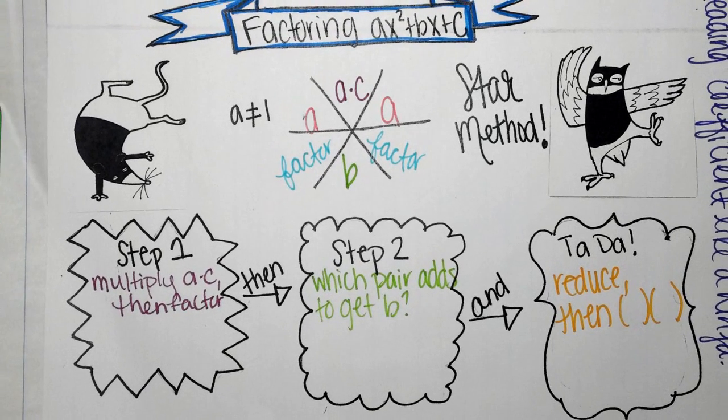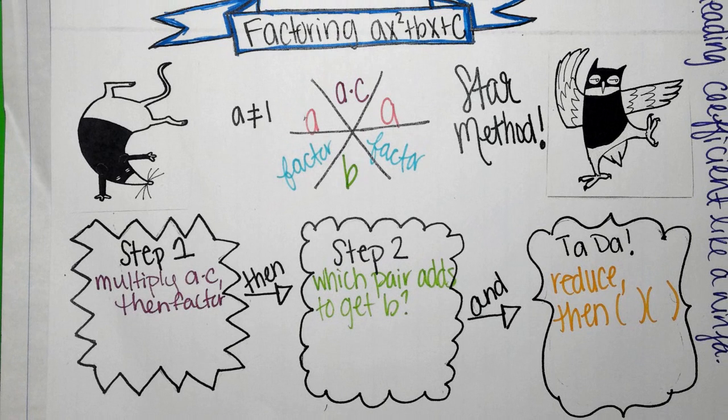What different ways have we learned to factor so far? GCF. Okay, so what is GCF? Greatest common factor. Finding the greatest number that goes in between. What's the biggest number? The biggest number that goes into two or more numbers, right?